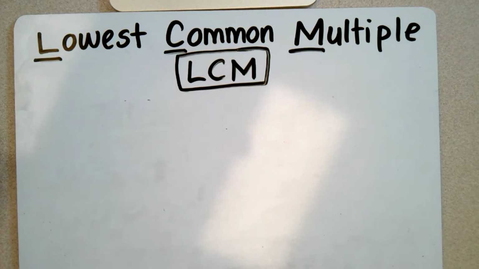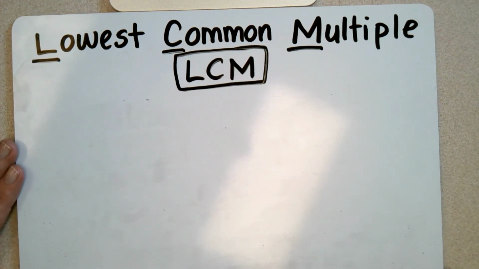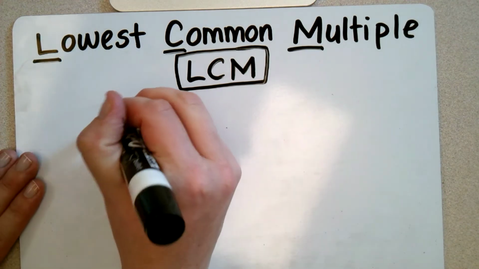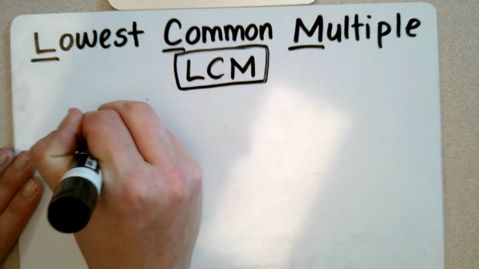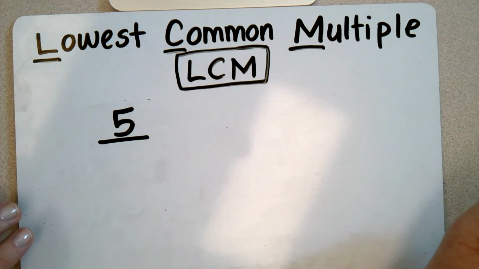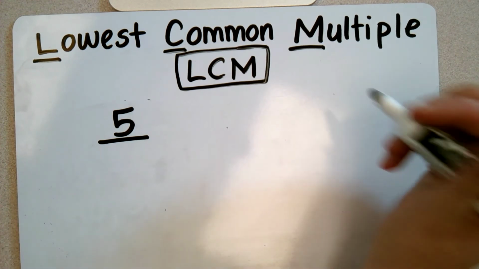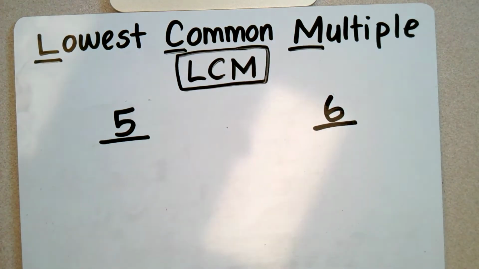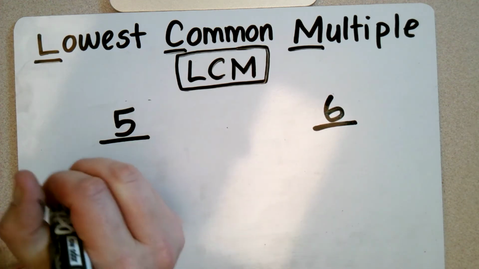Let's do another simple one. Let's do the LCM of 5 and 6. Again, we're going to start by listing the first 5 multiples of both numbers.